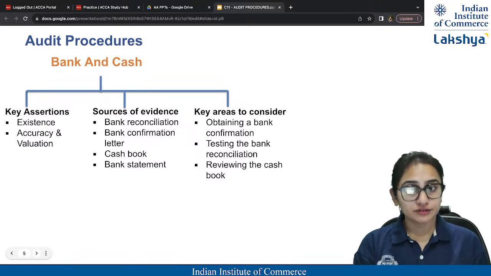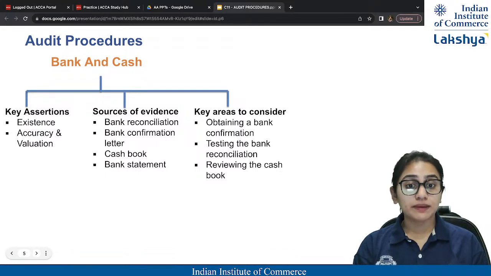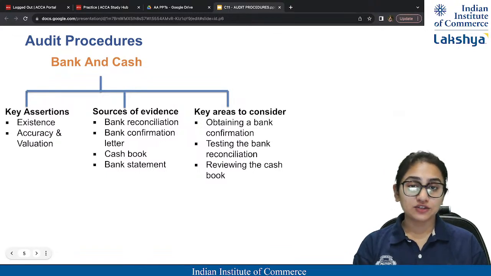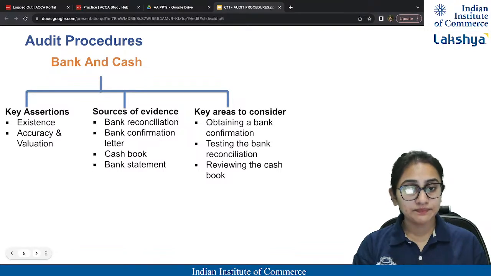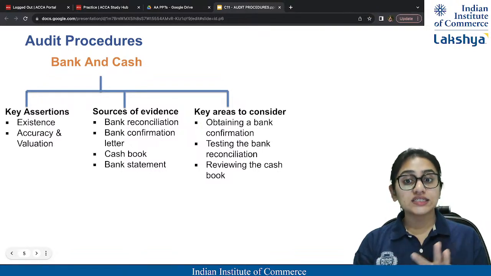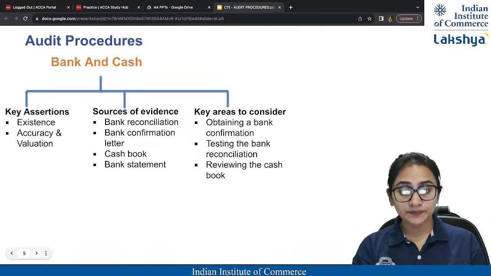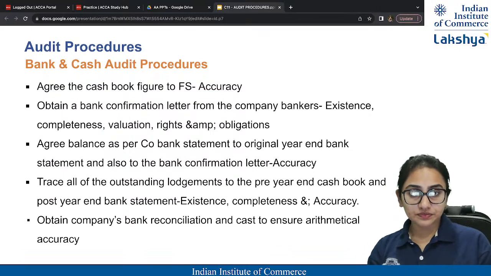As a proof, right? Then what are the key areas to consider? Obtaining a bank confirmation, that is third party confirmation, testing the bank reconciliation to make sure that the cash and the bank balance is same, and reviewing the cash book to see where you're doing the expenses, how much money is coming in, how much money is going out. So this is the procedures on cash and bank. Now this is just explained diagrammatically. It's further explained like that, and in the exam you have to write it like that.